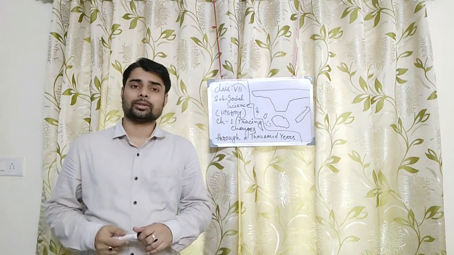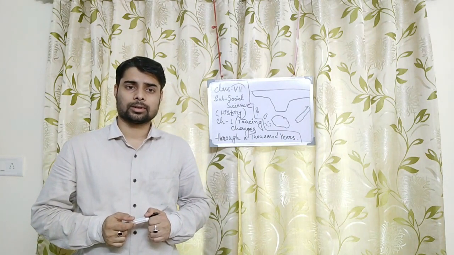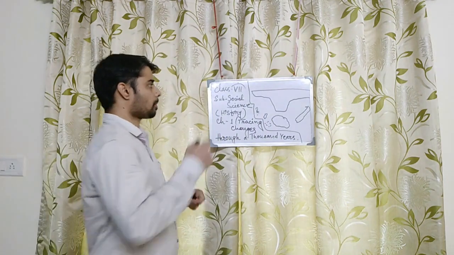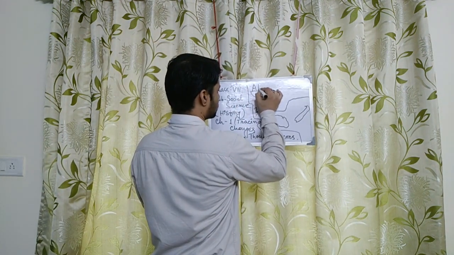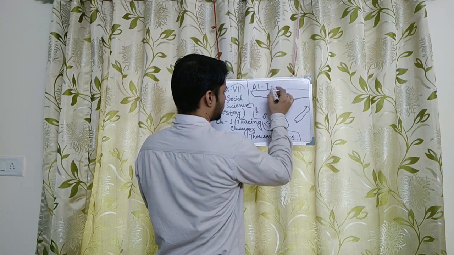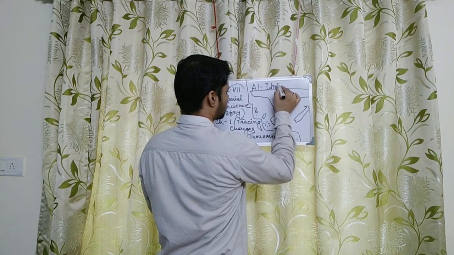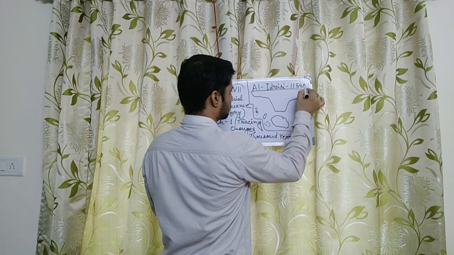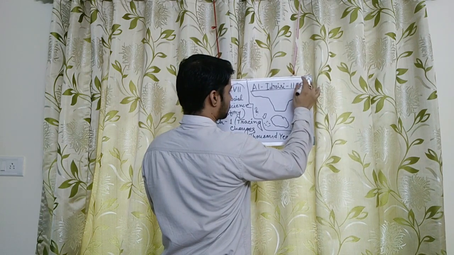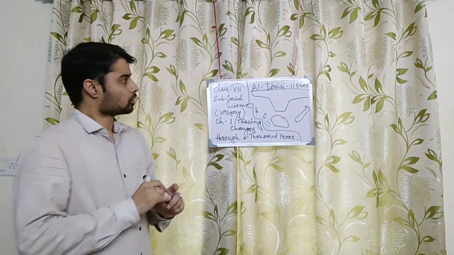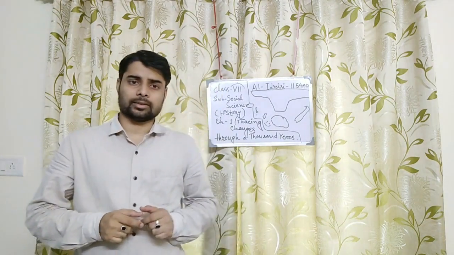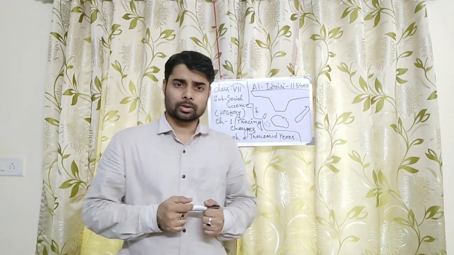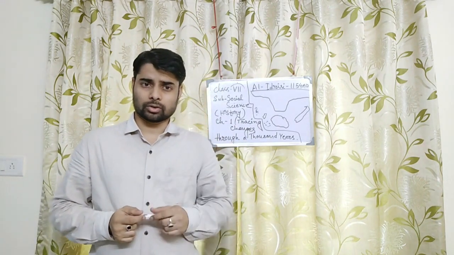This map was actually drawn by an Arab geographer, Al-Idrisi, in 1154 AD. Okay, so this map is drawn by Al-Idrisi. Can you recognize where is India in this map? You can follow the map given in your book.